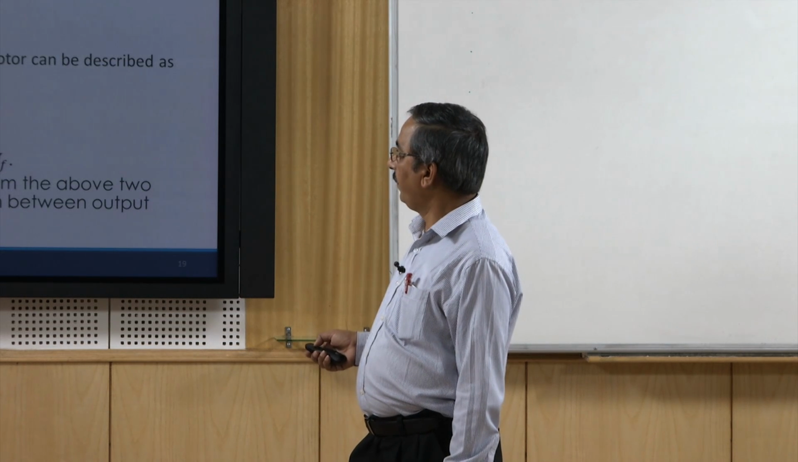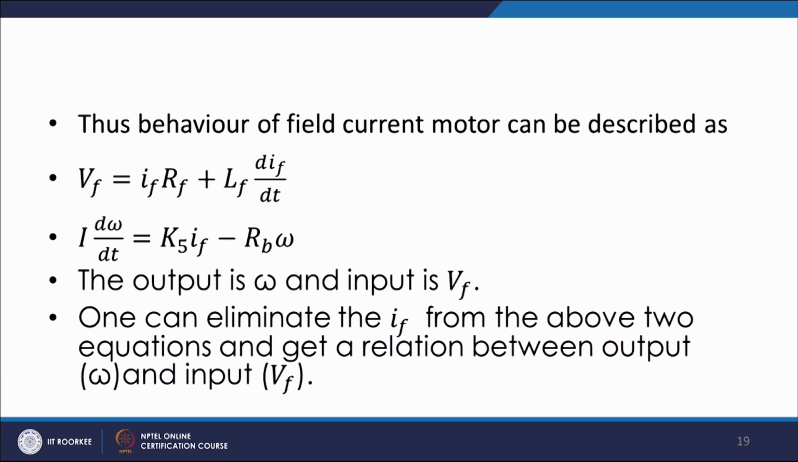Alright. So, the output here you can see is omega and the input is Vf. Again, if I want a relationship between omega and Vf, what we can do is take the Laplace transform, convert this differential equation into an algebraic equation, and get a relationship.